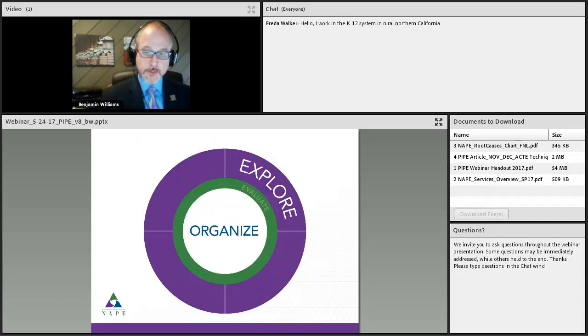So the first step is to organize a team, and that team is typically made up of administrators, instructors, teachers, faculty from the institution that is the main site, can include partners from institutions that are in the pipeline, if you will. So that could be, if you're starting with a secondary institution, that could be partners from a middle school or partners from a community college or both.